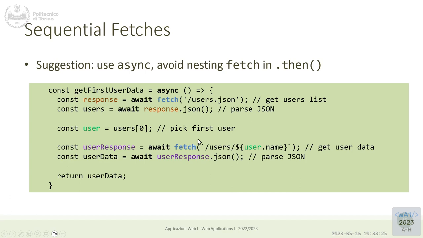By default, fetches are asynchronous, so they go in parallel. If we need them to be in sequence, we must of course have a blocking behavior with await.